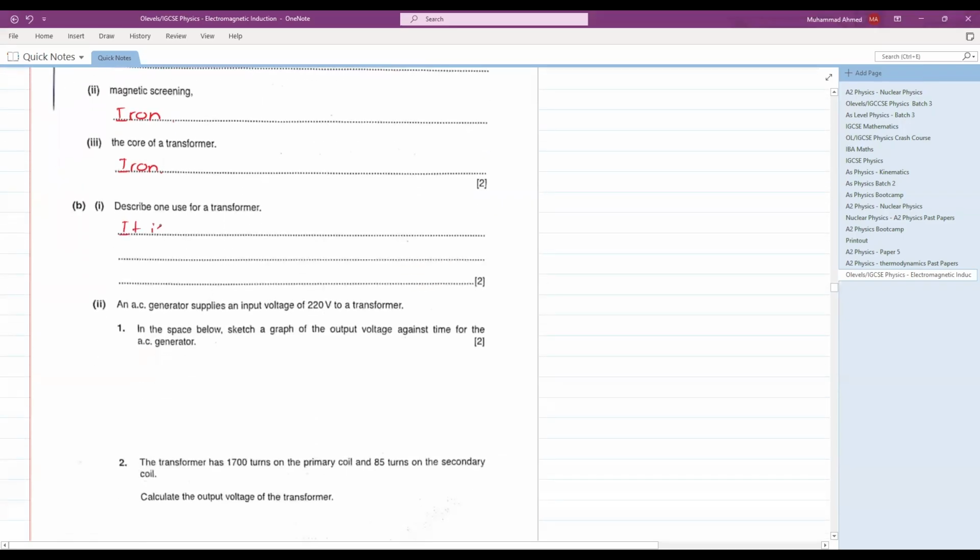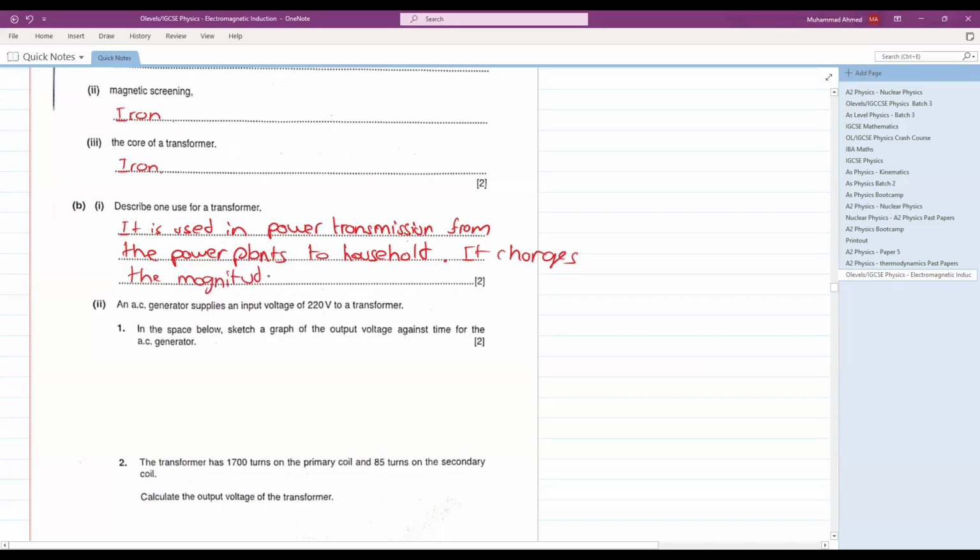It is used in power transmission or electricity transmission from the power plant to households. And what is the function of transformer in this power transmission or electricity transmission? It changes the magnitude of voltage. Simple as that. Let's further move ahead.